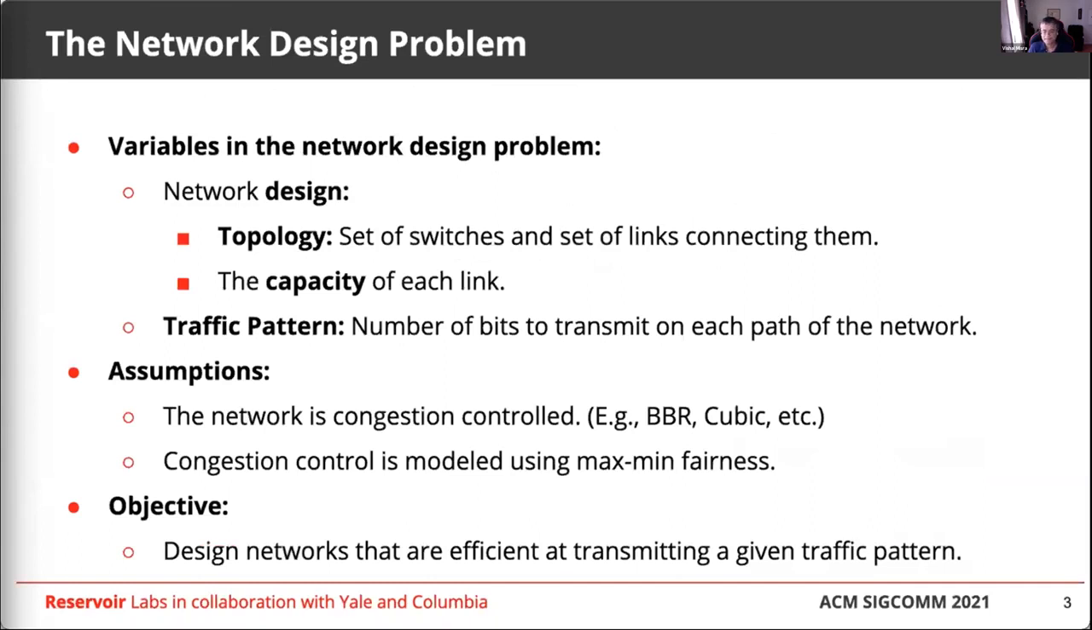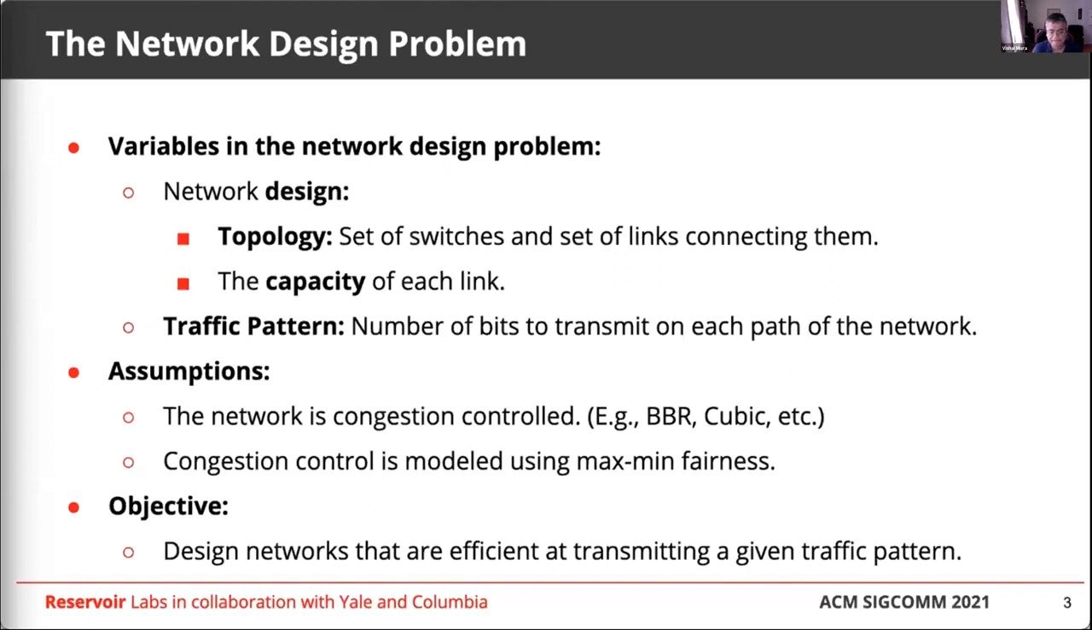So here's our model. A data center network consists of a set of switches and a set of links. Each link has a finite capacity, and we're given a traffic pattern that describes the workload. That is, how much data needs to be transferred between each pair of nodes. We also assume that the network is congestion controlled. This is very important to performance because congestion control is what determines the transmission rates of the flows. And we model congestion control by assuming that it follows the max-min fairness criterion.